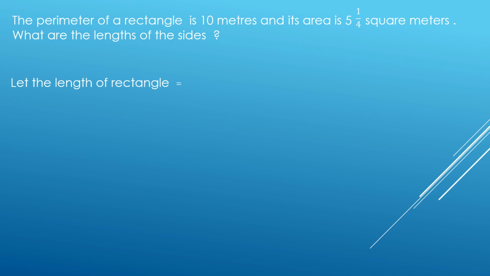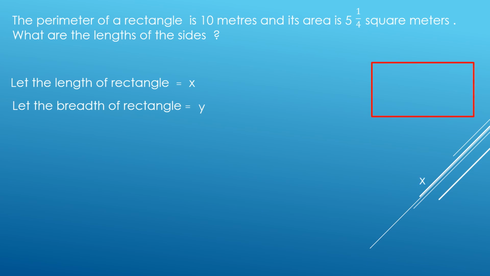Correct. Let the length of the rectangle be x because it is unknown. Again, let the breadth of rectangle be y. That is, our rectangle is having length x and breadth y. Good. Now, in the question, the first sentence is perimeter of a rectangle is 10 meters. Now, can you tell me your next step?